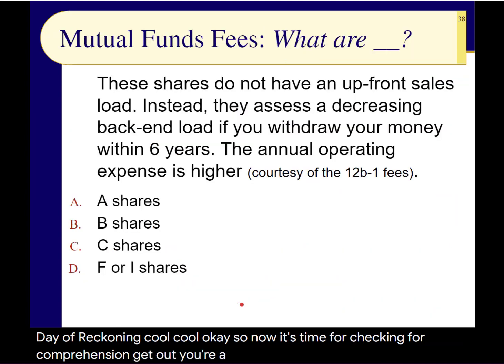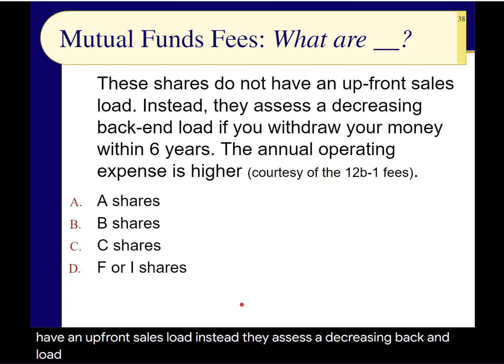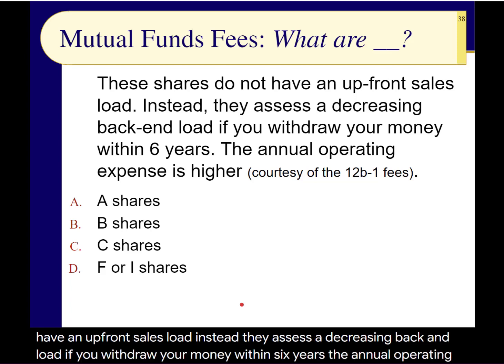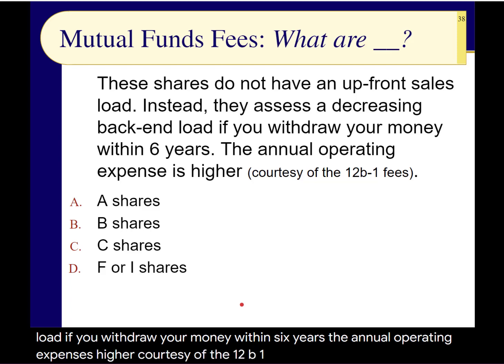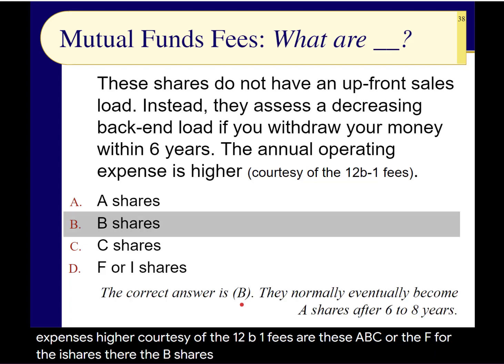Okay, so now it's time for checking for comprehension. Get out your A, B, C, D cards. What are shares that do not have an upfront sales load? Instead, they assess a decreasing back end load if you withdraw your money within 6 years. The annual operating expense is higher, courtesy of the 12B1 fees. Are these A, B, C, or the F or the I shares? They're the B shares. Remember, back end load, B shares.